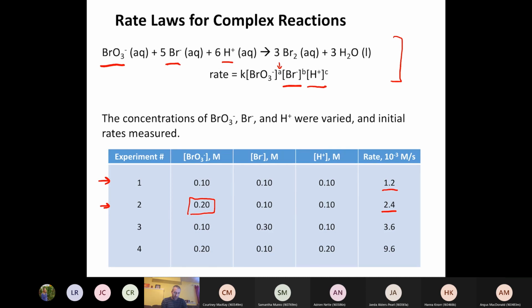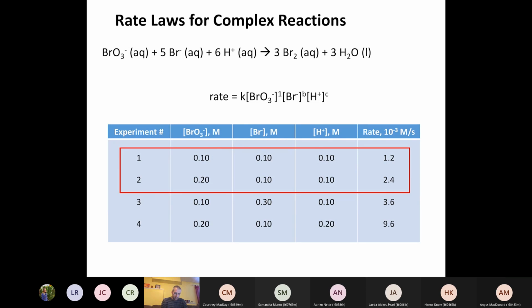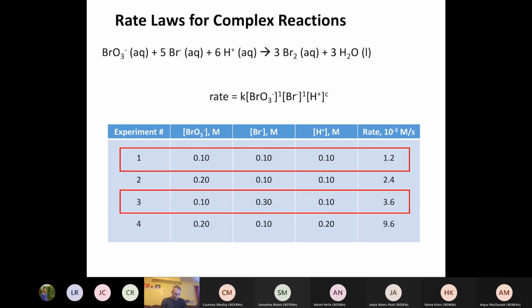So clearly A is going to be some number. The concentration of bromate actually does, as we can see, have an impact on the rate of the reaction. So we want to do the same thing for all 3 of the reactants. We want to leave the other 2 the same and change only the one that we're interested in looking at. So going from 1 to 3, on the next page, you can see that if you triple the concentration of Br minus and leave everything else the same, we end up tripling the rate as well.